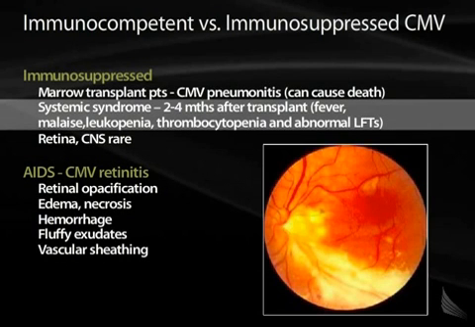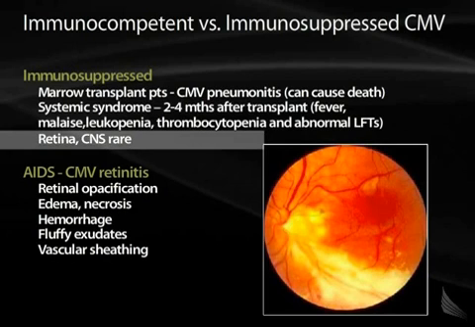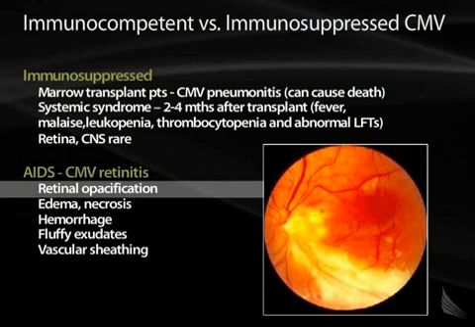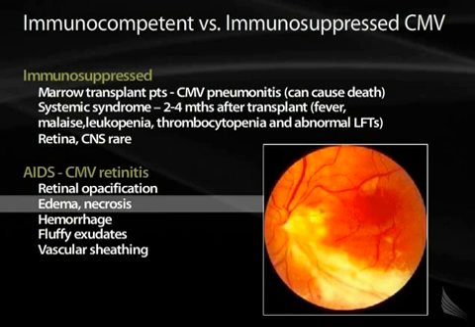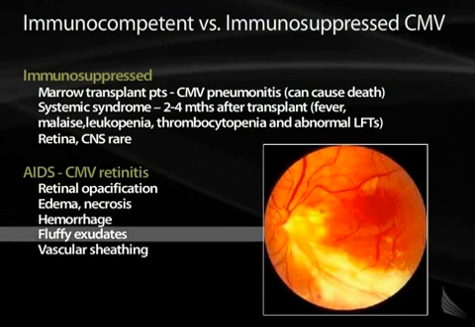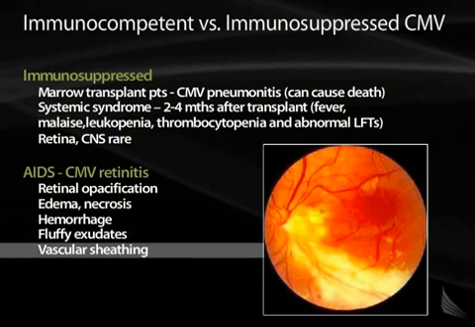You can also get a systemic syndrome 2 to 4 months after the transplant where you have fever, malaise, leukopenia, thrombocytopenia, and abnormal LFTs. You can get involvement in the retina and in the CNS, but that's less common. Where you get CNS involvement in the eye is in AIDS. There you get CMV retinitis. This picture in the slide shows retinal opacification, which is the white stuff, edema and necrosis, which are the little white spots, hemorrhage you can't see very well, but you'd see that as red, fluffy white exudates, and vascular sheathing. It's classic for CMV retinitis, and it's common in AIDS patients.